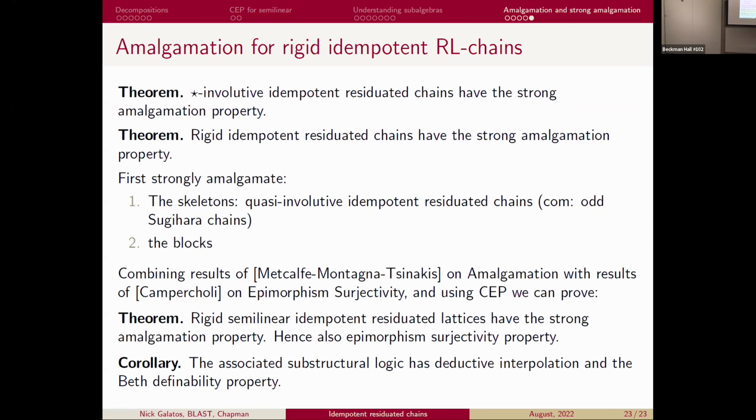So, just to check, in the commutative case, rigidity is the same as involutive? Yes. Okay. Interesting. Well, so it's not the same. No, yes, it is. It is exactly. So these results specialize also to the commutative case, and they give you exactly, specialized, the skeleton is a Sugihara monoid in this case.